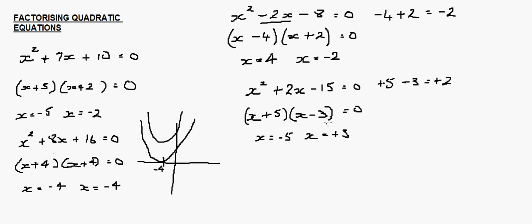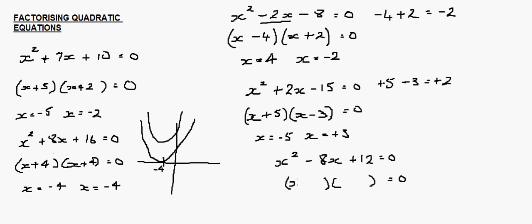Okay, so let's do one more. So let's say we've got x squared minus 8x plus 12 equals 0. Okay, so we factorise it. So we put our two brackets in and this equals 0.